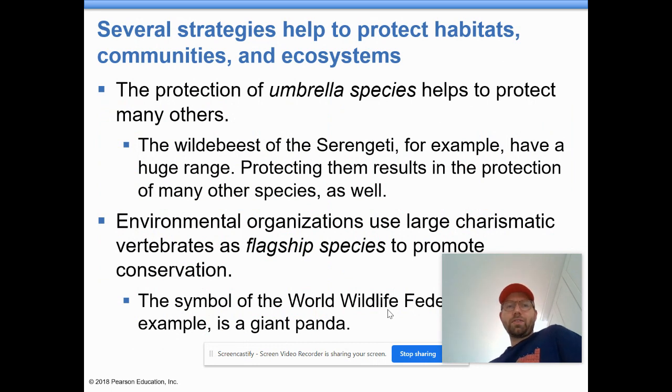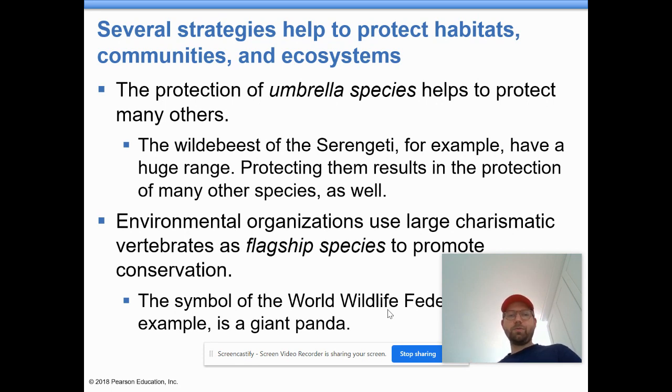Last couple of things here, several strategies. One is to identify organisms as umbrella species and flagship species. We talked about invasive species and also ecosystem engineers, and these are two other classifications we have. Umbrella species is a term we use where we're protecting one organism, but when we protect that one organism, we're actually protecting a lot of other organisms. For example, the wildebeest, because they travel a huge range, we're not only protecting the wildebeest, we're protecting a lot of other organisms in that range that they migrate.